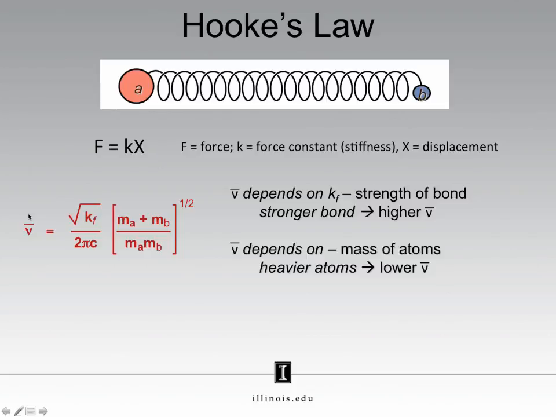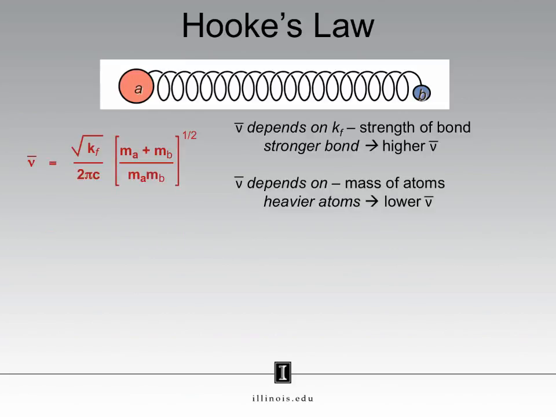Second, our wave number depends on the mass of the atoms. As you can see, as our masses get larger, the denominator of this fraction gets bigger. As the denominator of this fraction gets larger, the right side has to get smaller. Hopefully that makes sense to you mathematically. Heavier atoms result in a lower wave number. In summary, this equation tells us that the wave number of light that is absorbed by a bond depends on the strength of the bond and on the mass of the atoms in that bond.